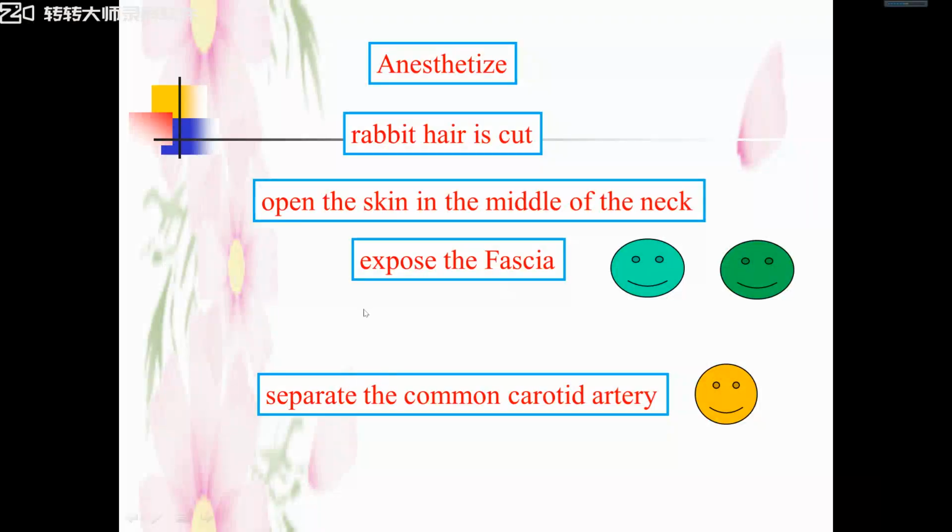Okay, let's continue. So now we have found the vagus nerve and the common carotid artery. So let's separate the common carotid artery.